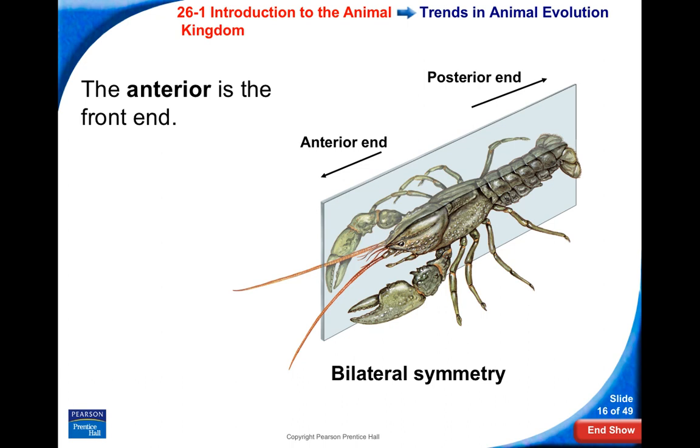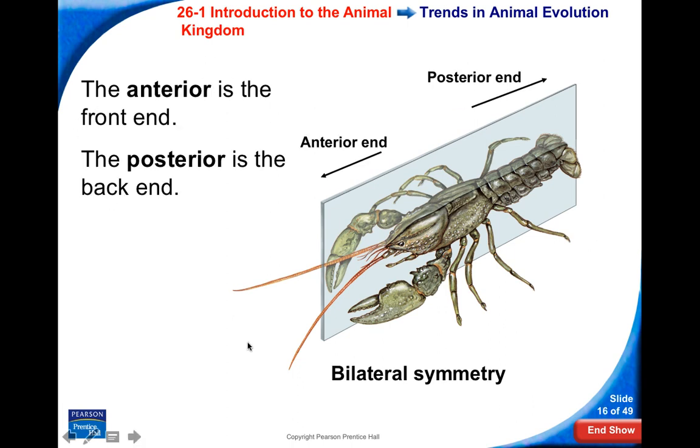Okay, now in bilateral symmetry animals, so more complex animals, we actually have different terms for different areas, different ends of the body. First of all, there's anterior and posterior, and we're going to revisit all of these terms again next semester before we start doing dissections, because these are terms that you're going to need to use for dissections. But anterior just means towards the front of that organism. Posterior means towards the back end.